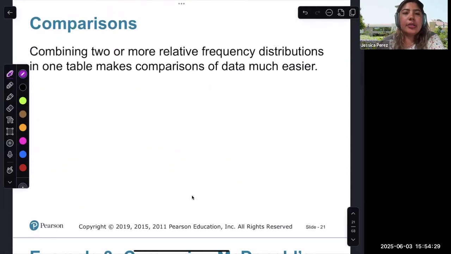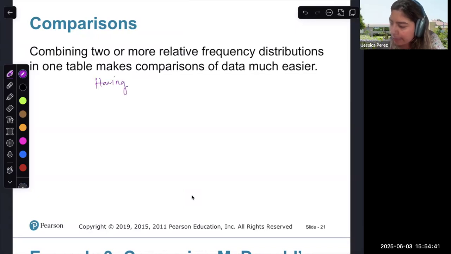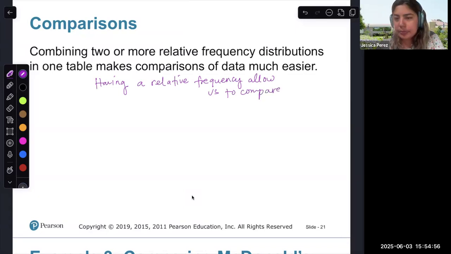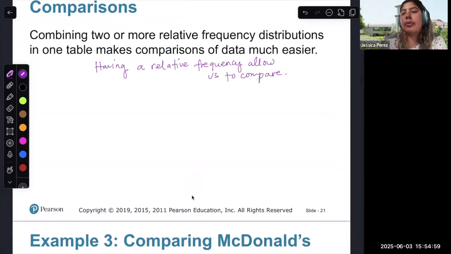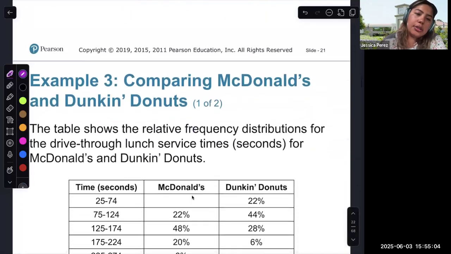Now we're going to look at some comparisons. We're going to be combining two or more relative frequency distributions in one table, which makes a comparison of data much easier. So having a relative frequency distribution allows us to compare different data. So let's look at the following.